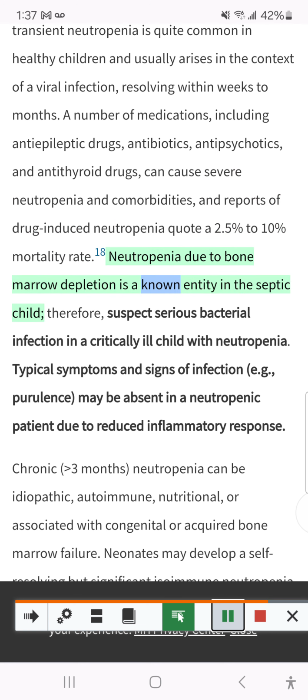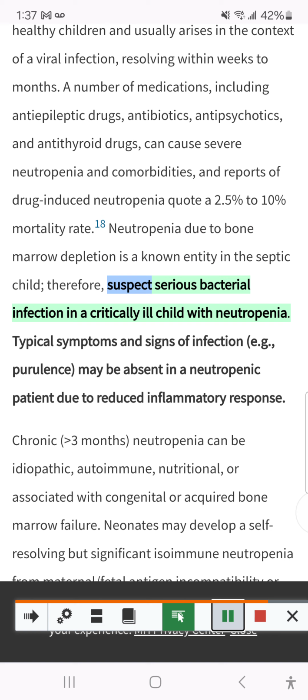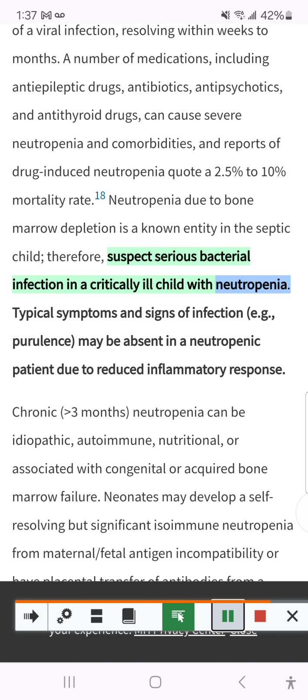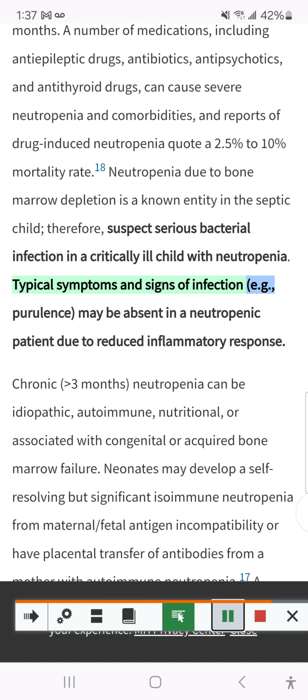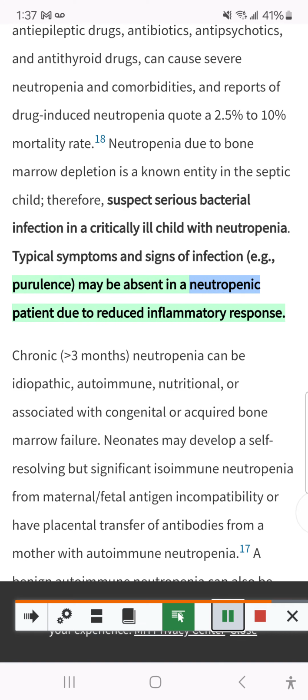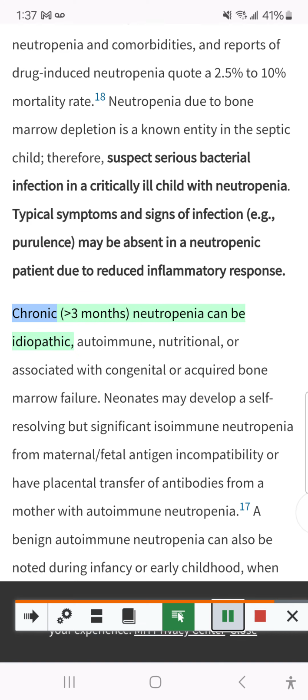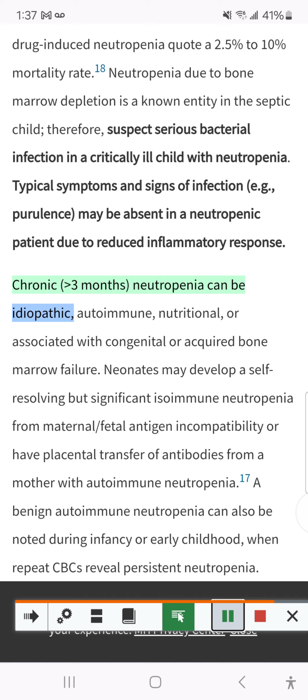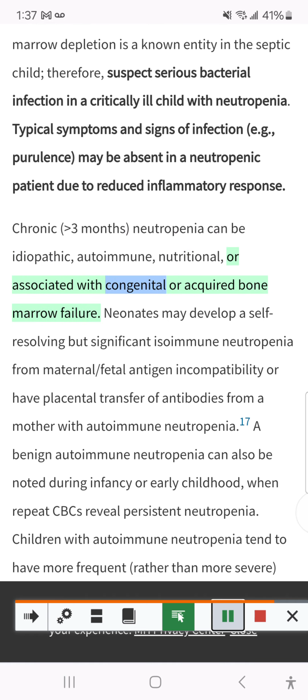Neutropenia due to bone marrow depletion is a known entity in the septic child. Therefore, suspect serious bacterial infection in a critically ill child with neutropenia. Typical symptoms and signs of infection, for example, purulence, may be absent in a neutropenic patient due to reduced inflammatory response. Chronic, greater than 3 months, neutropenia can be idiopathic, autoimmune, nutritional, or associated with congenital or acquired bone marrow failure.